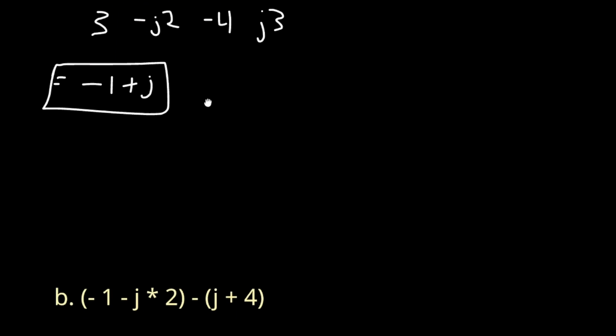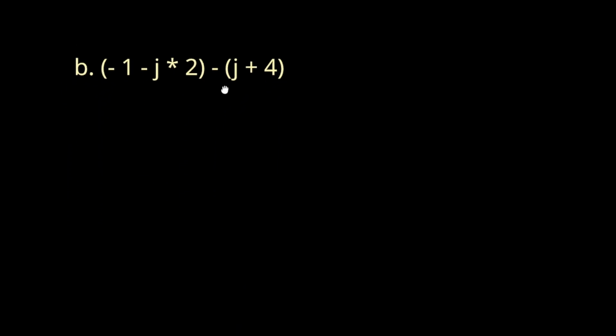Okay, so now for question B. Question B is very similar, except we have one small caveat, and that is that we have to distribute the negative sign. So let's do this side first. Let's do the BEDMAS here, so the multiplication. And so we will have -1, and then we'll have -j2, -j times 2.